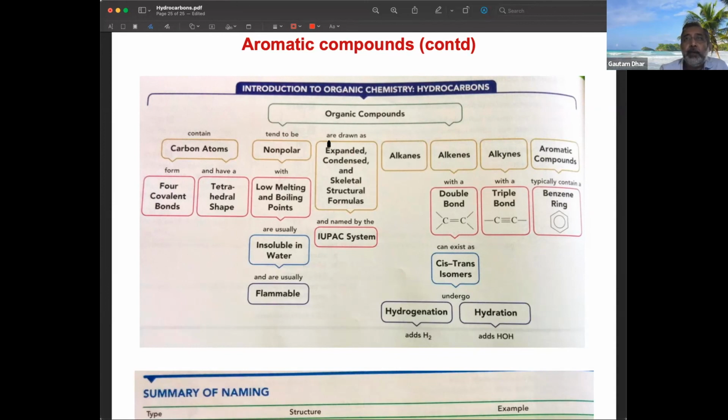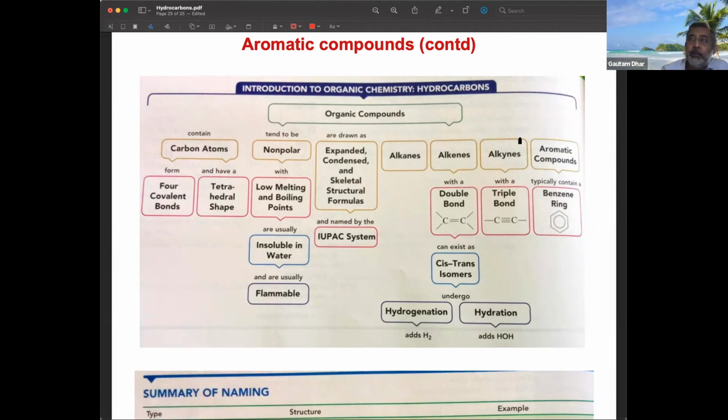You can write a structure in the expanded form, the condensed form, or the skeletal form. You have to know all three and the difference between them. In the exam or quiz, you'll come across questions where sometimes you are asked to write the expanded form, sometimes the condensed form, or sometimes the skeletal form. And then we did the IUPAC nomenclature. We covered alkanes, alkenes, alkynes, and aromatic compounds. Alkanes are all single bonds. Alkenes have a double bond. You can have two double bonds, or three double bonds also. If you look at arachidonic acid or the omega oils, they have multiple double bonds. The different omega oils vary by the number of double bonds. Alkynes have a triple bond.